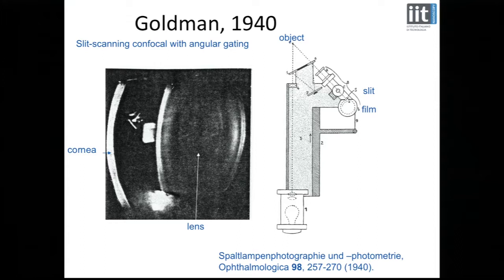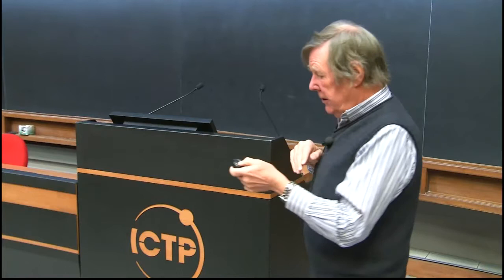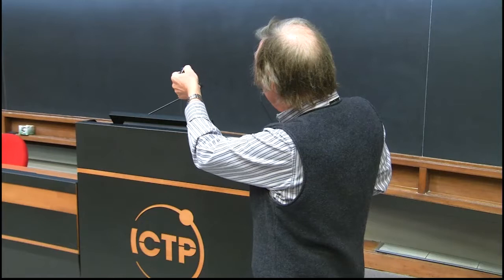What this does also helps with the optical sectioning, because in order to get an image, of course, you have to both illuminate and detect. So you're illuminating along this axis, you're detecting along this axis, so you will only pick up a signal where these two axes cross, right?